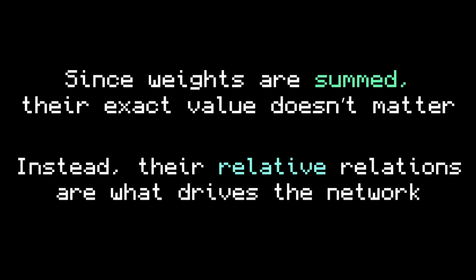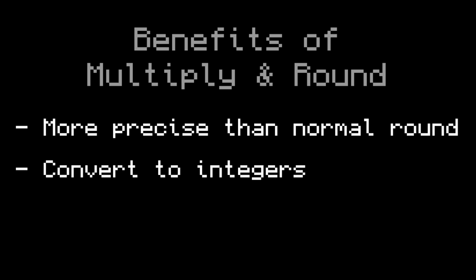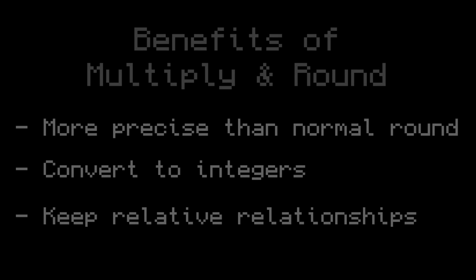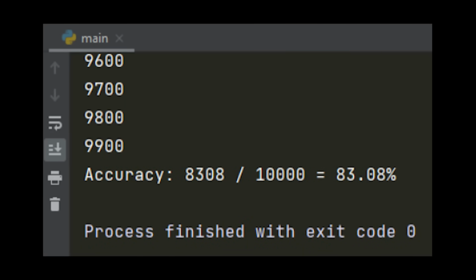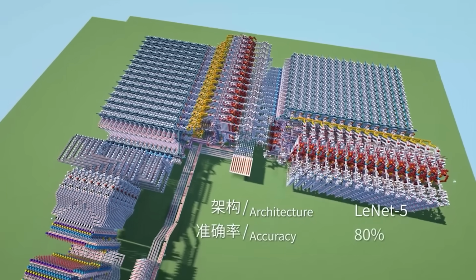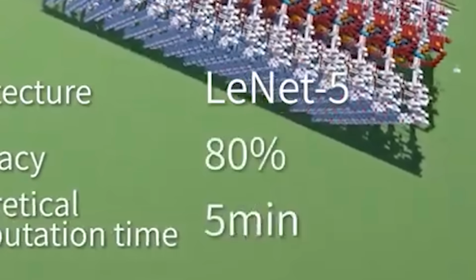I decided to multiply the weights by 100 and then round them. This works because the exact value of a weight doesn't really matter. What matters more is how the weights relate to each other. So this strategy allowed me to get more precision, convert them to integers, and keep their relative relationships. I tested the network again, and it still got decent accuracy, 83%. Obviously, it's not amazing, but it was still better than my self-imposed competition.